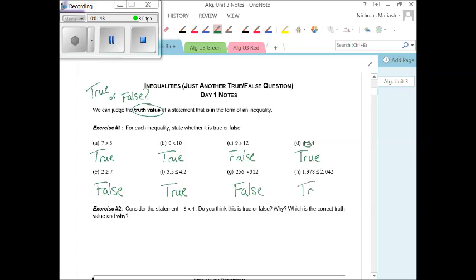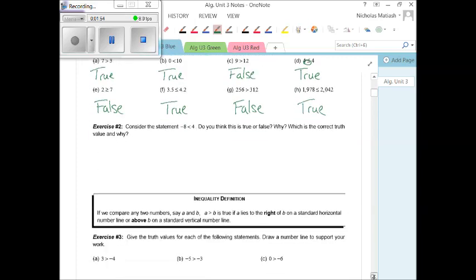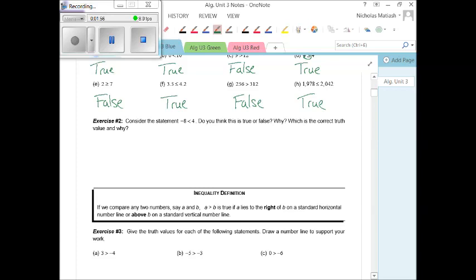If you look at part A, that says 7 is greater than 3. Part B says 0 is less than 10. So that's what the direction would be in terms of what the symbol means. In letter D, you notice I circle the equal to portion, because if it's less than or equal to, that allows it to be true there. That's really all that's happening in this section, is stating if it's true or if it's false based on the symbol. So you just have to be really good at getting the symbol down.